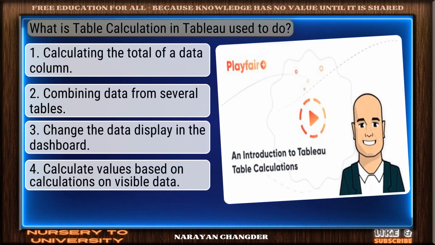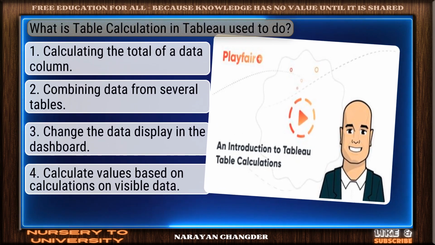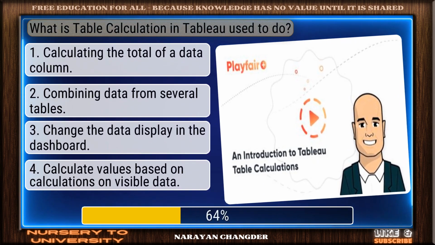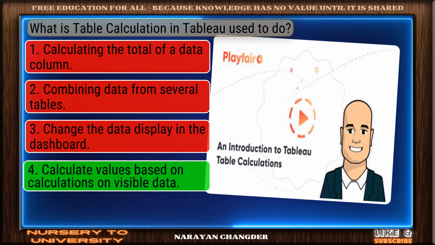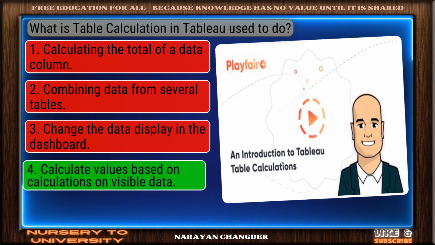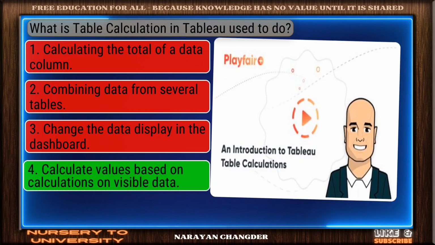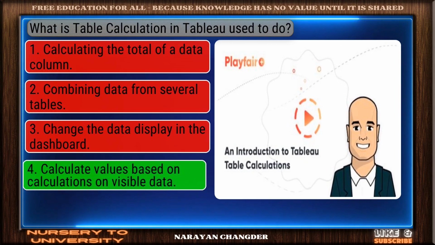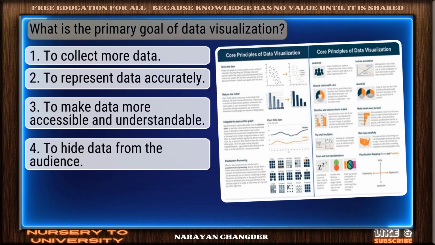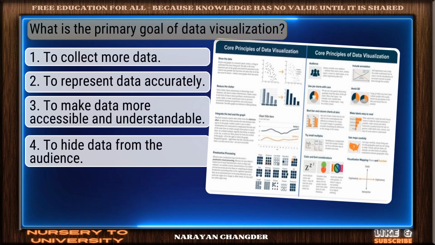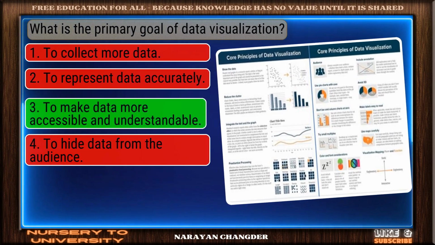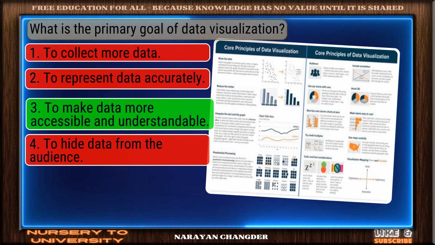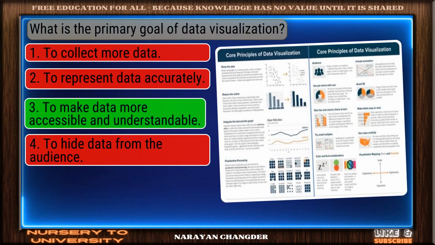Question number 19. What is table calculation in Tableau used to do? Nice selection. Calculate values based on calculations on visible data is the correct and valid answer. Question number 20. What is the primary goal of data visualization? Well reasoned. To make data more accessible and understandable is the correct choice.